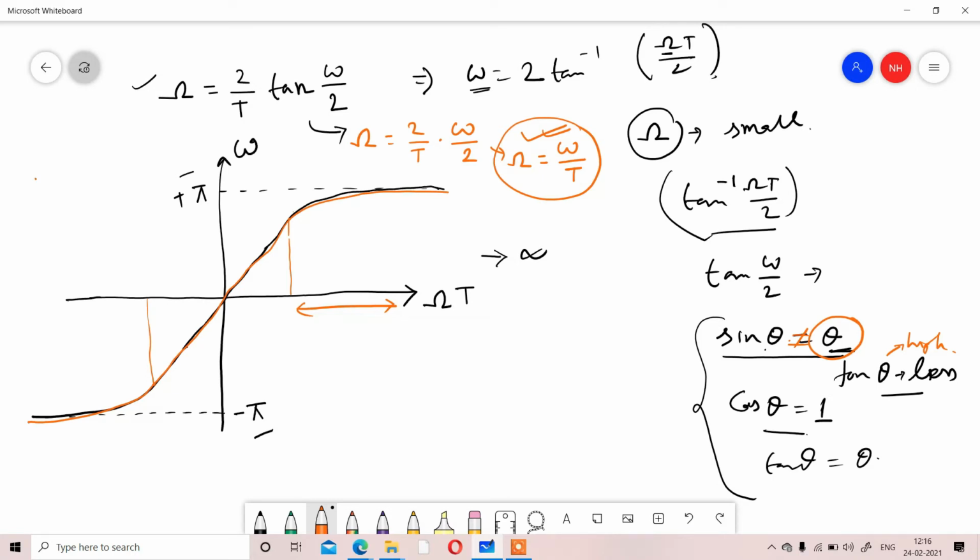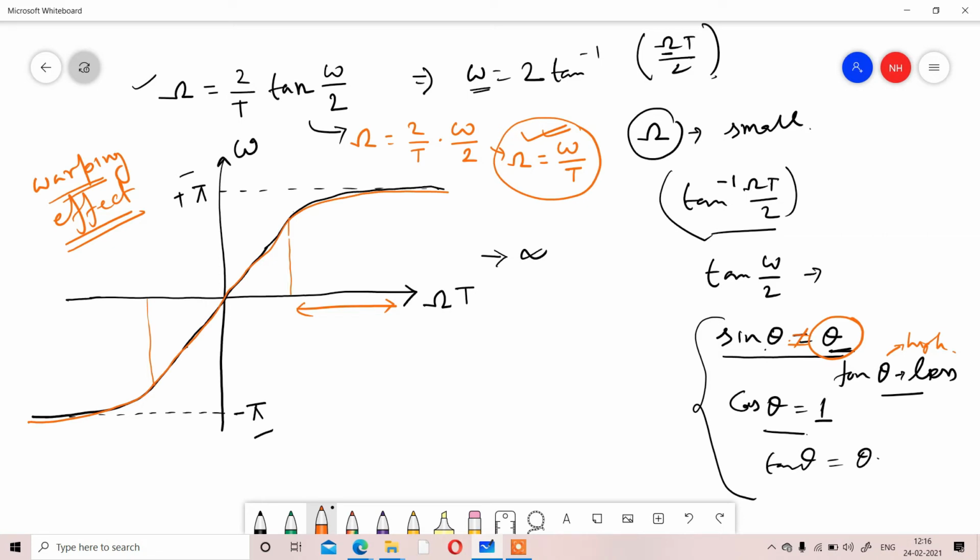That effect is called the warping effect. Keep in mind. So that is one problem. Our aim is to define a filter which must be linear. But in that case, whatever we are getting is that the filter is not linear. The filter is a non-linear filter.